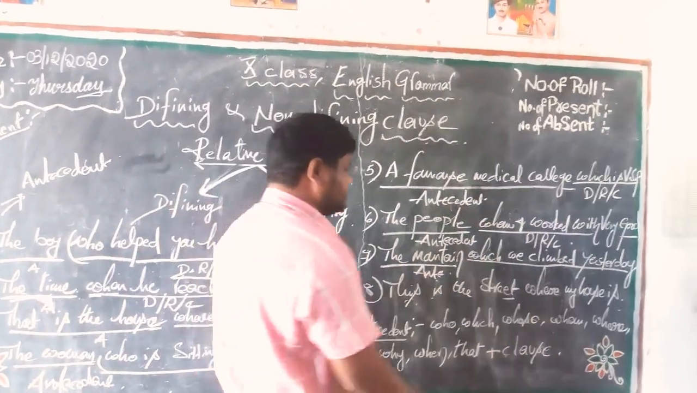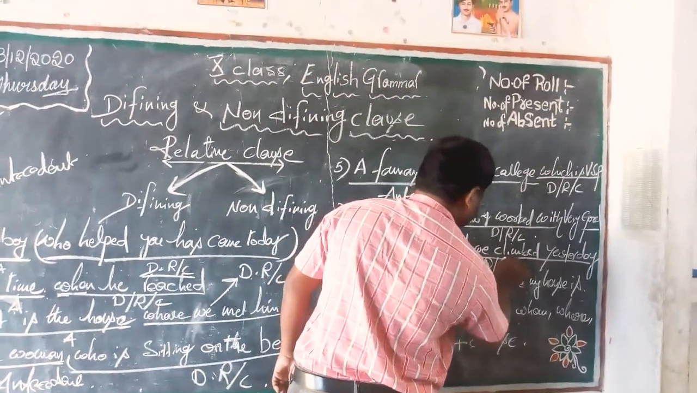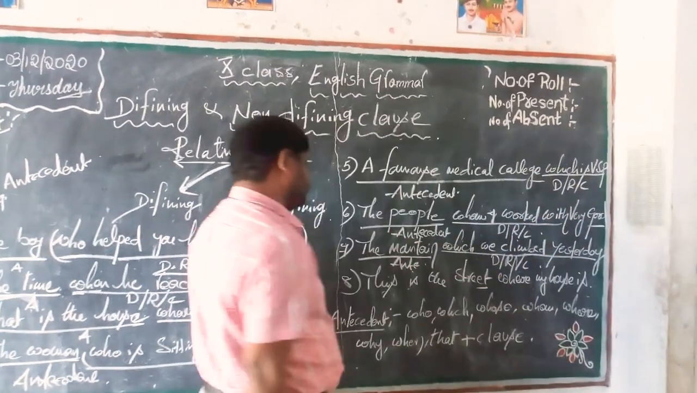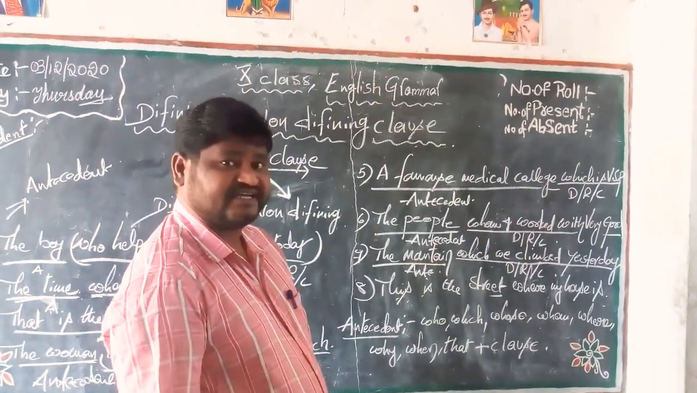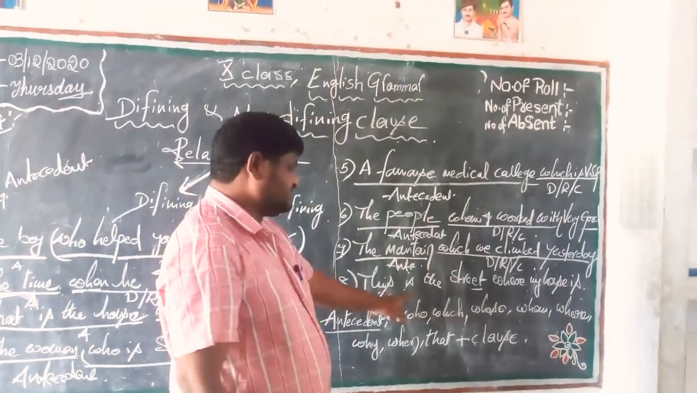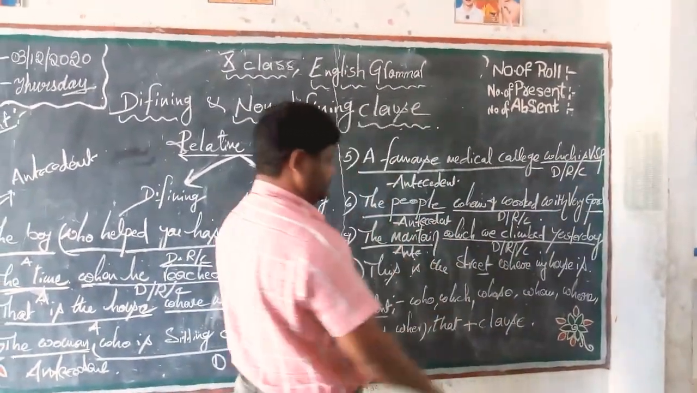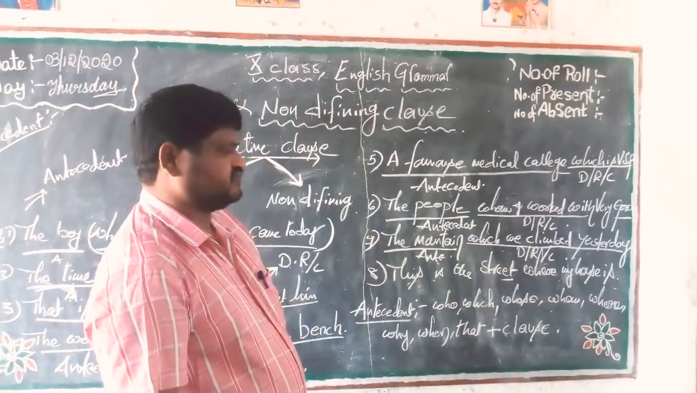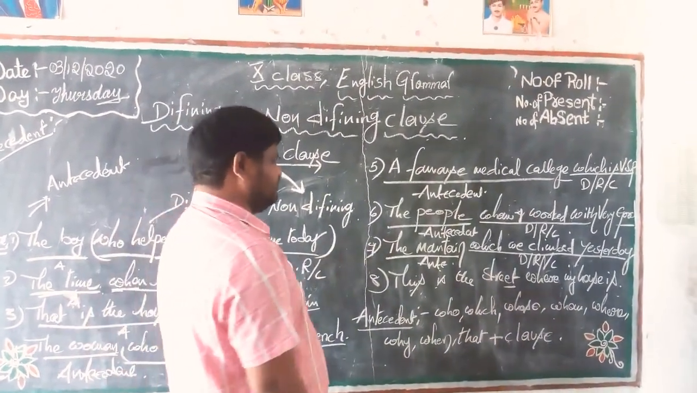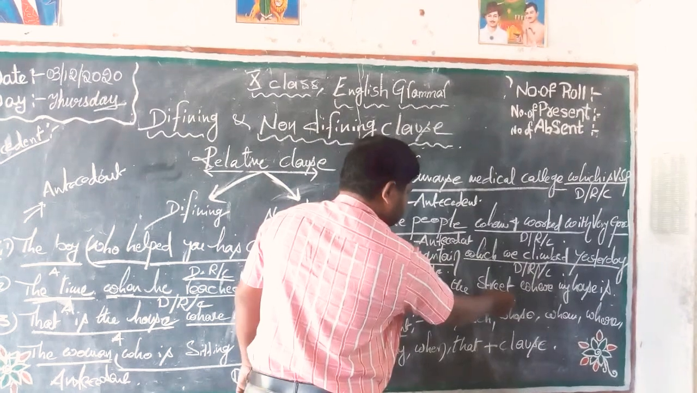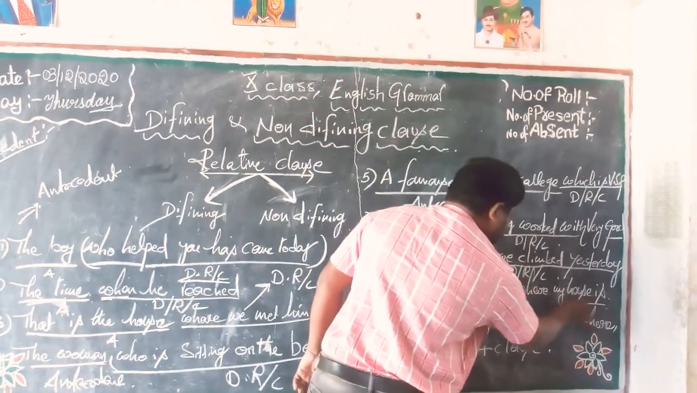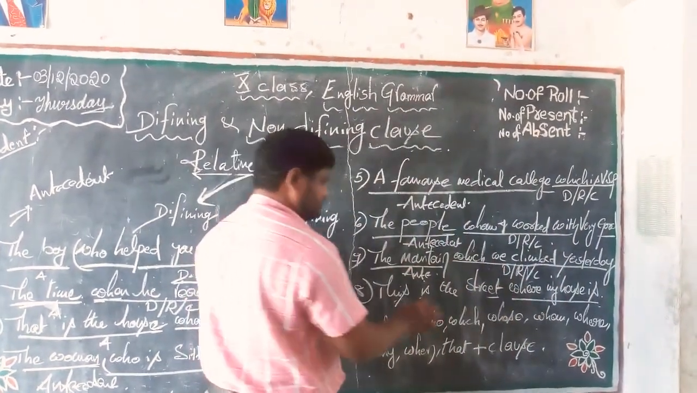And next, this is the defining relative clause. Shall we go for the next one, my dear friends? This is the street where my house is. This is the street where my house is. And "where my house is" is the defining relative clause.